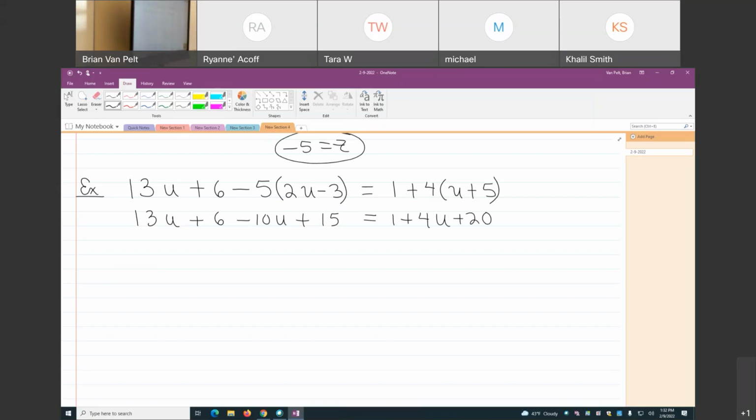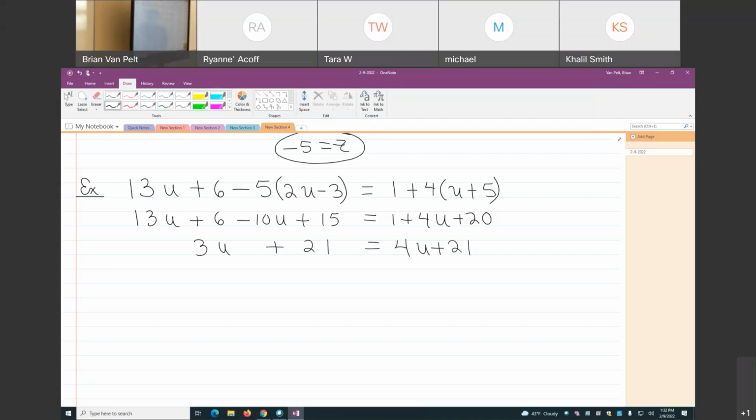So the only thing I did in step 1 was simplify. When you combine the like terms, what are you going to get? Look on the left. How much u are you going to have when you combine them? This thing and this thing. Put them together. What do you get? Just a 3u. 5 plus 6 plus 15. 21, that's right. Over here, I just got 4u plus 21.